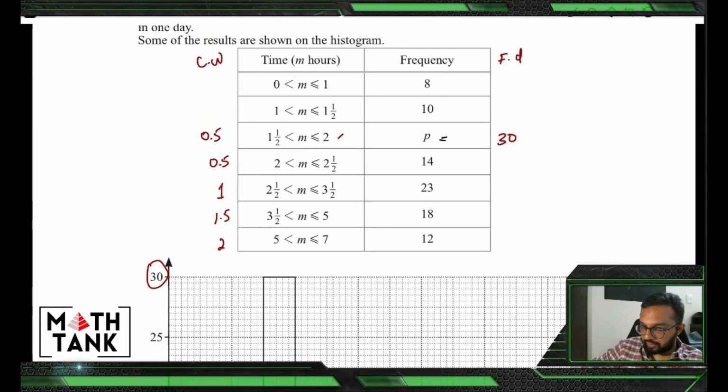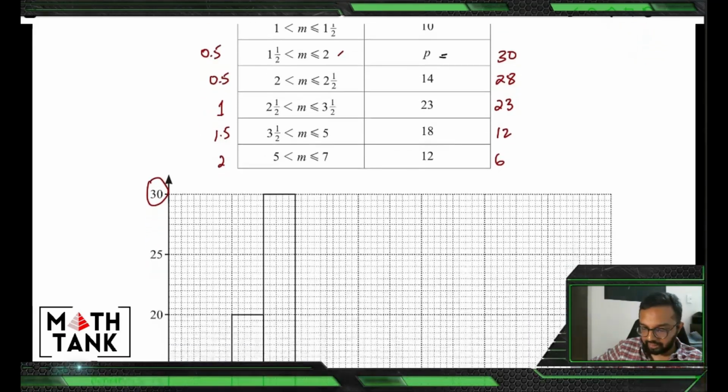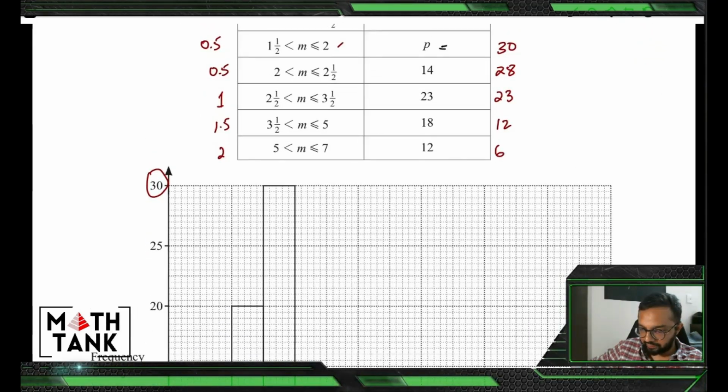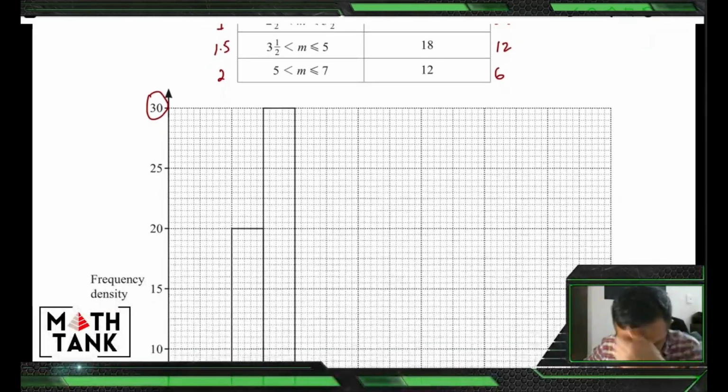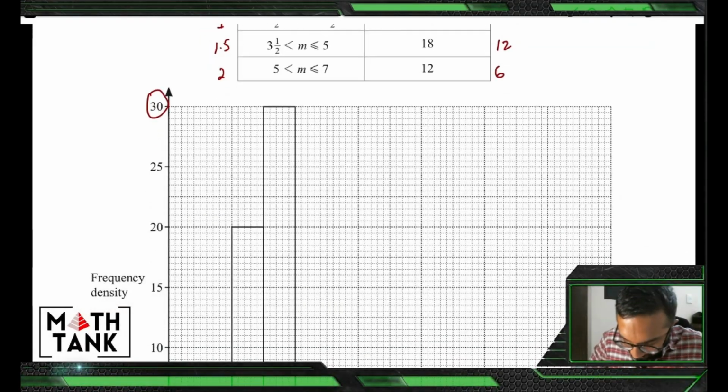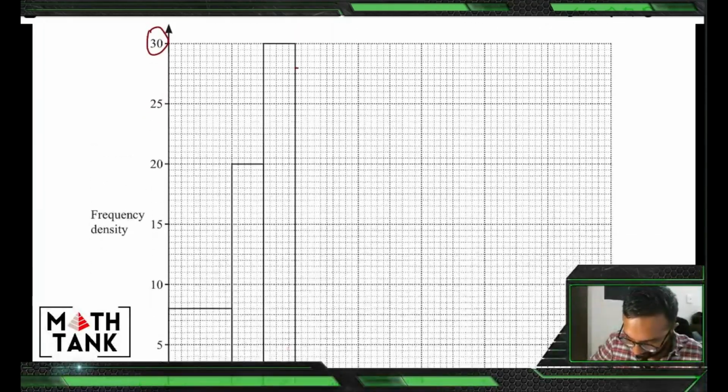Okay. For the frequency density, again, frequency divided by the class width. So 14 divided by 0.5 will give me 28. 23 divided by 1 will give me 23. 18 divided by 1.5 should give me 12. And 12 divided by 2 will give me 6. So completing this histogram, then I have to draw a bar from 2 to 2.5 and it should have a height of 28. Okay, that's 27.5, that's 28. That's where I start the bar from and I go up to 2.5.